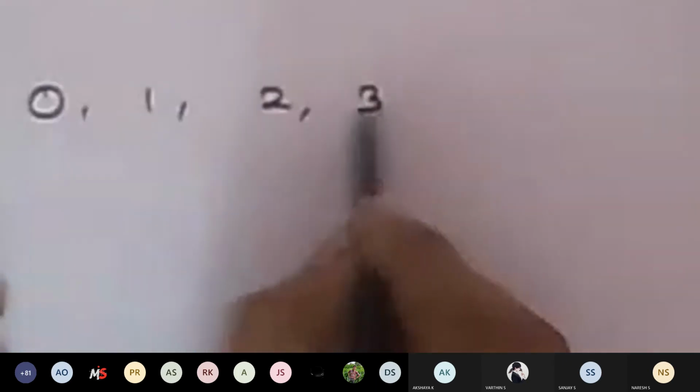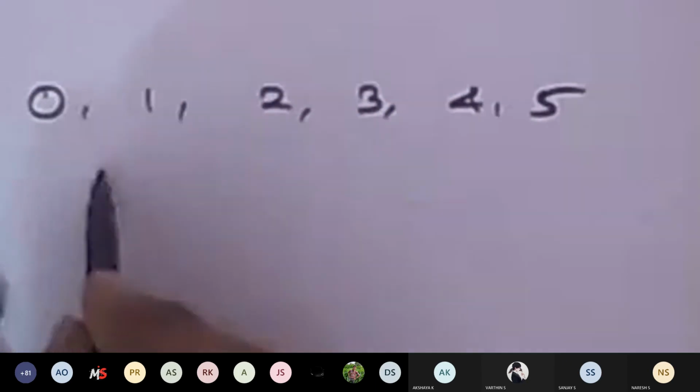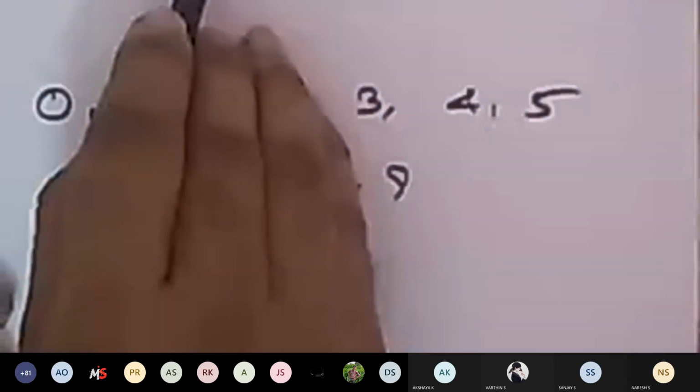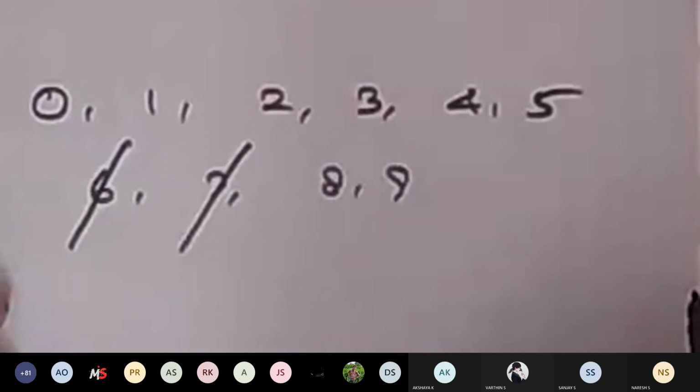So what are the numbers we have? 0, 1, 2, 3, 4, 5, 6, 7, 8, 9. Numbers should not be repeated. 6 and 7 they have already used, so we should not use 6 and 7. Am I right?